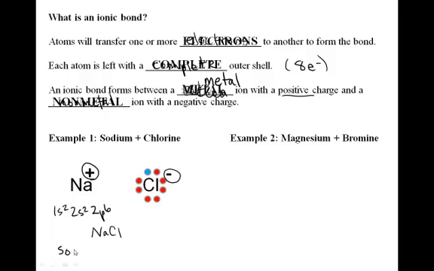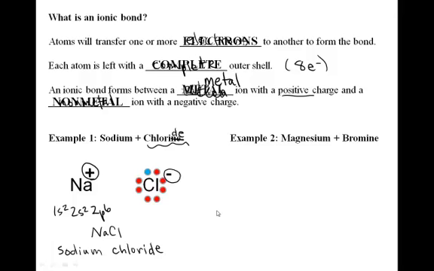We always name the positive charge first, so that's sodium. And then at the end of our negative charge, I'm going to change the ending to IDE. So that makes chlorine chloride. So our name for NaCl is sodium chloride. Exactly. It's that easy. Okay, let's try another one.